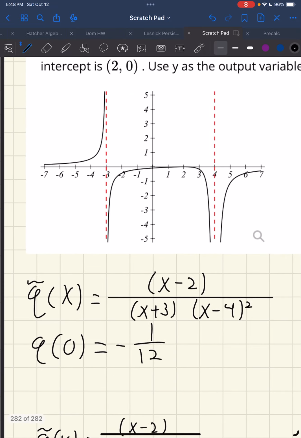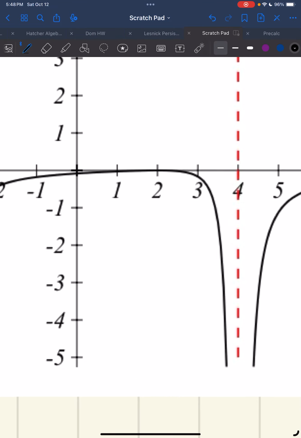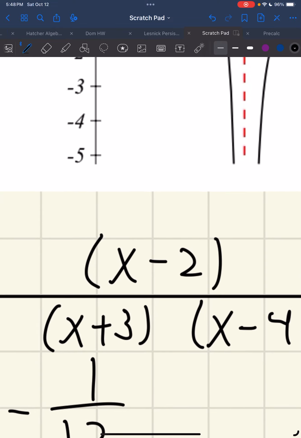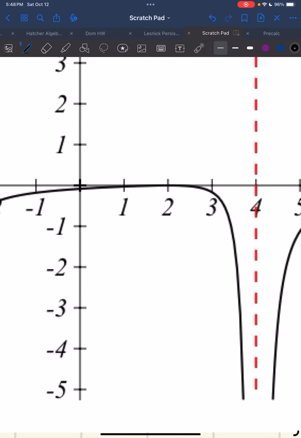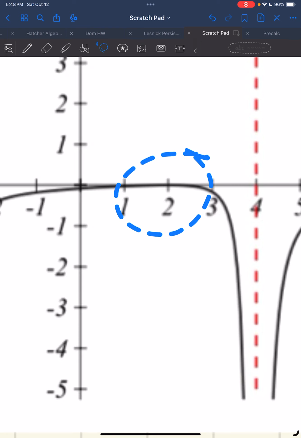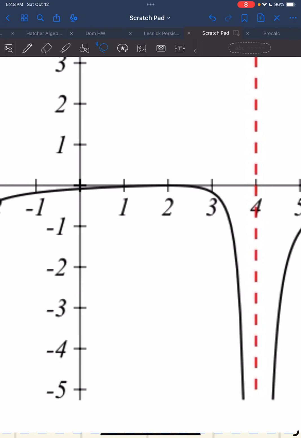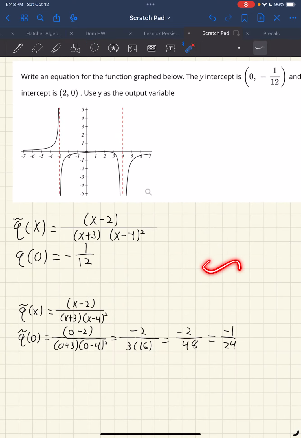Well, how can I fix that? The way I can fix that is let's look at what's happening upstairs. Where did I get x minus 2 from? Well, I got x minus 2 from the fact that it crosses the x-axis at 2. But it doesn't really cross the x-axis.